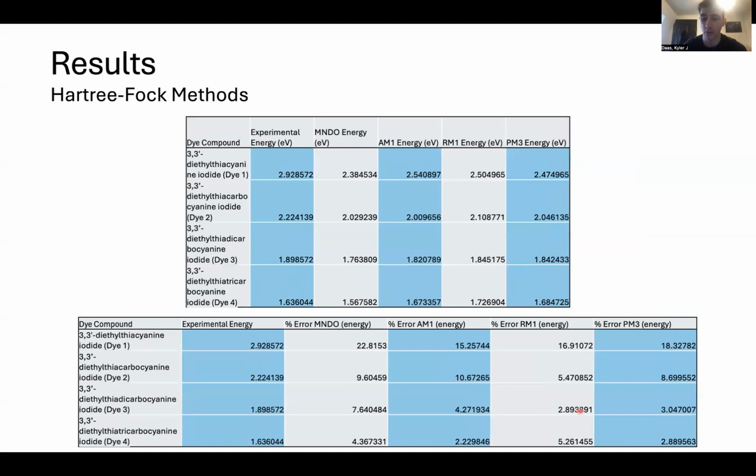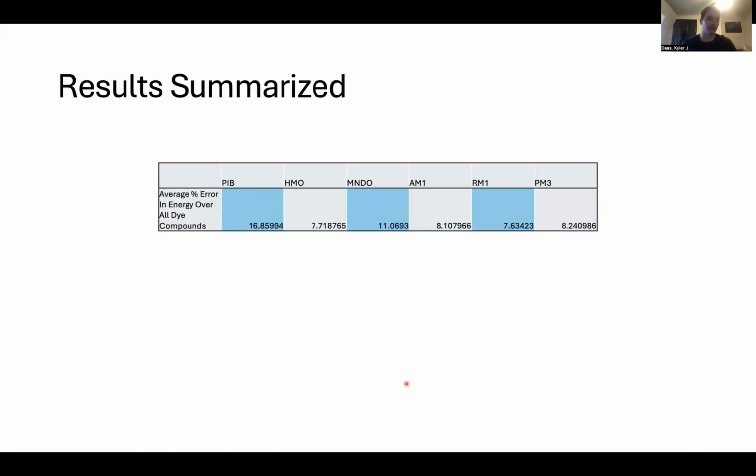And we can see that in general, we get lower percent errors. We get some high ones, but in general, the percent errors are lower than what we expected. I'm going to move on to this table here, which is our final result, which is the average percent error in energy over all dye compounds, which is for the particle in a box, the Huckel, the MNDO, the AM1, the RM1, and the PM3.